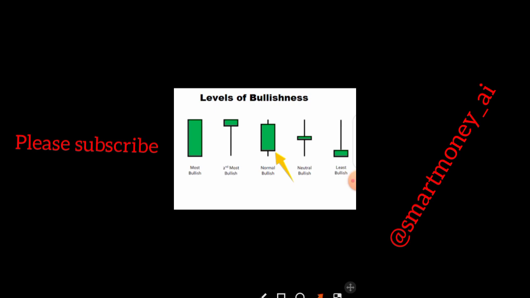Buyers are strong, but it's normal. It's not all that strong, right? When we come here, this is a neutral bullish candle. It represents indecision between buyers and sellers. At the moment you saw this candle, it means buyers and sellers are rubbing shoulders. They are all operating at the same level, so no one was in power.